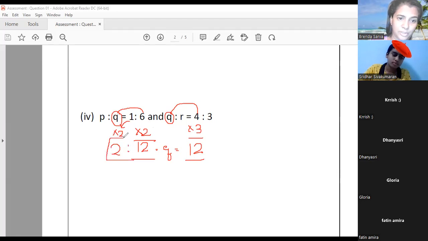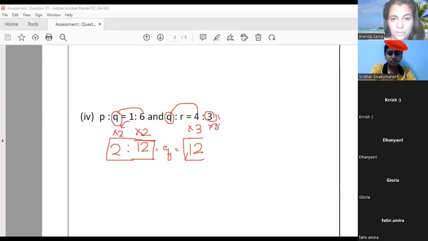So the P now will become 2 to 12. That will be my ratio for this. And the ratio for this part would be Q to R. This R will also have to multiply by 3 because that's what you did to this Q here. And 3 times 3, you will get 9 parts. So now do you see 2 different ratios? 2 to 12 and 12 to 9.